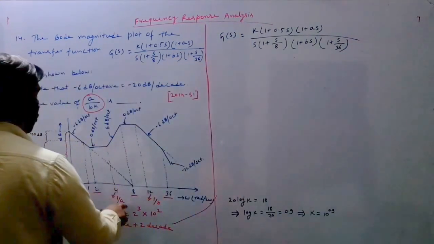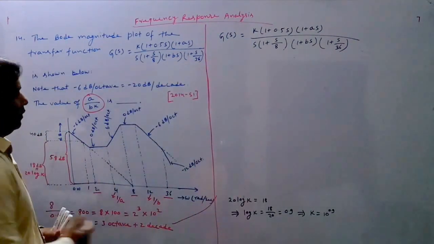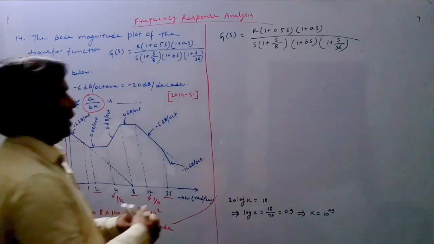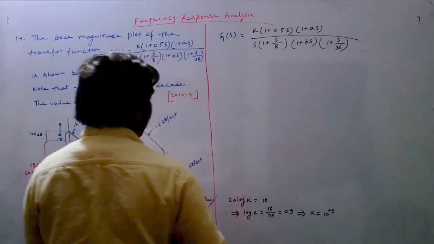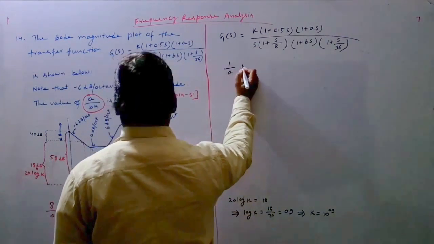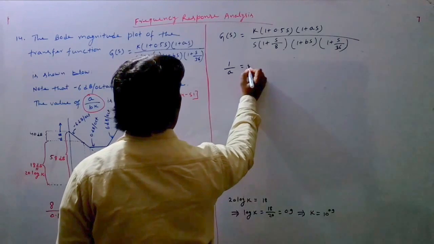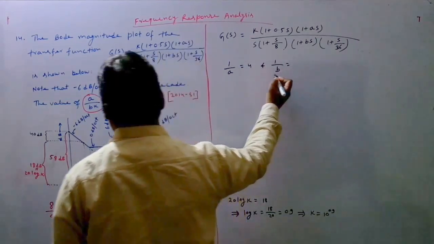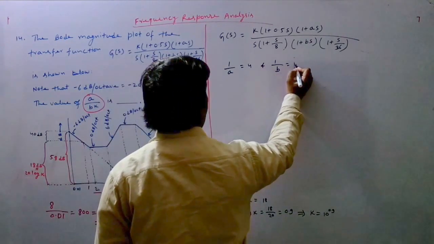1 by a is 4 and 1 by b is 12. Now we can write here, 1 by a is equal to 4 and 1 by b is equal to 12.